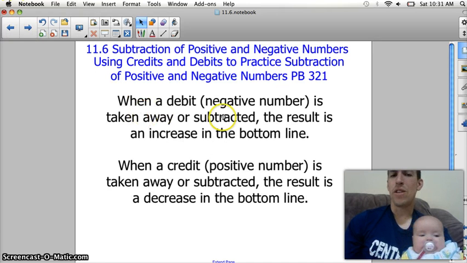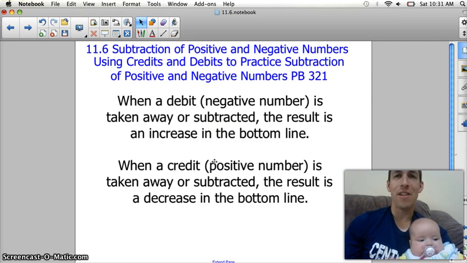When a debit or a negative number is taken away or subtracted, when someone says, oh, you owe me $5, but then says, oh, never mind, you don't owe me $5, well, that's $5 more that you didn't think you were going to have. Your number goes up. But when you thought you were getting money, when someone said, here, have $5, and you think, sweet, I have $5, and then they take it away, you see that as a decrease in the bottom line.